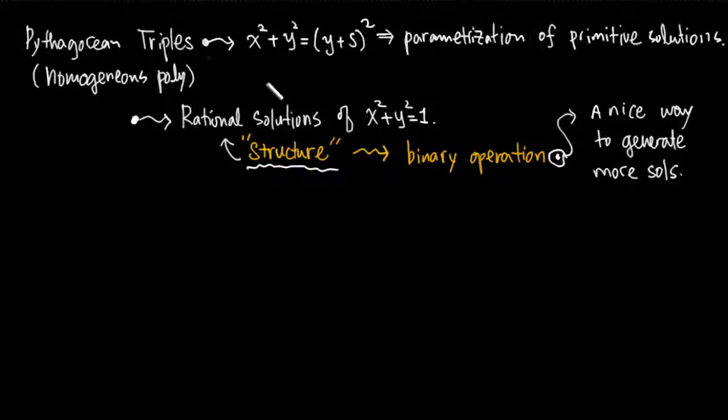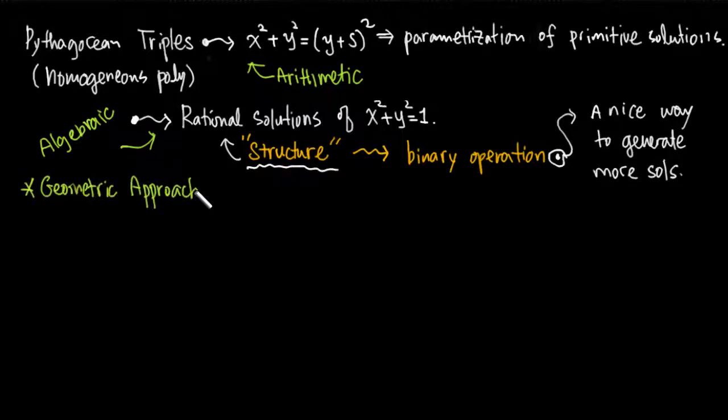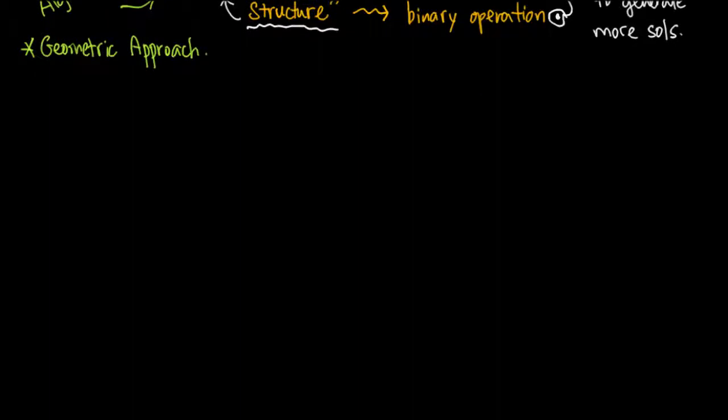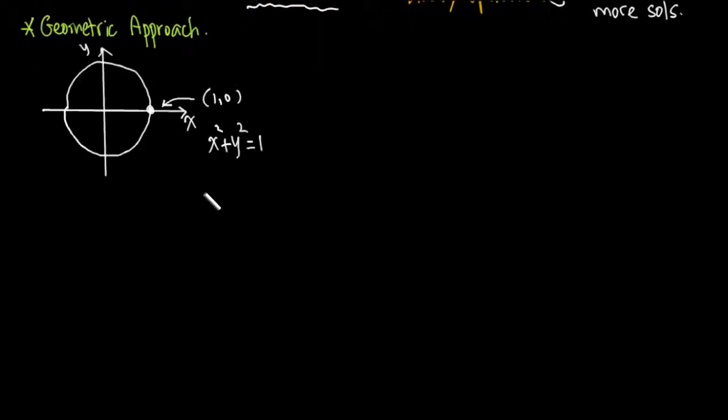Just to distinguish all these different methods, I might call this one the more arithmetic approach, and I'd like to call that one the more algebraic approach. So I'd like to say that what we're about to introduce here is more of a geometric approach. So here's our unit circle.